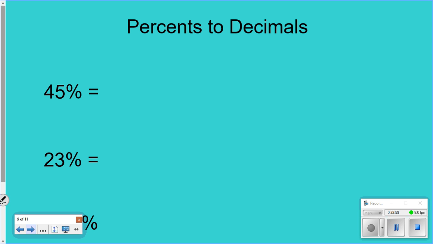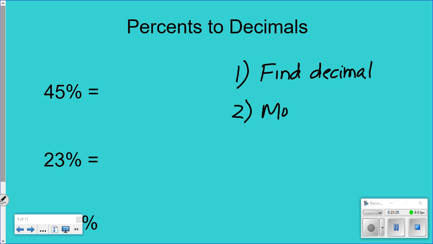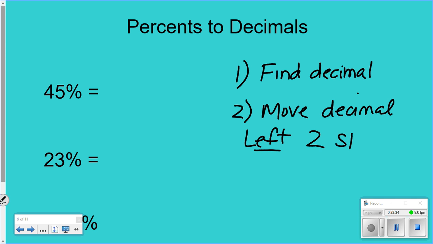Okay, percents to decimals. No. I did fractions to decimals, but I didn't do percents. You're right. But this is kind of backwards. So percents to decimals. Here's your steps. Number 1, find decimal, which is very easy. Number 2, move decimal left 2 spaces. So I'm just going backwards of how I taught you to find your grade.